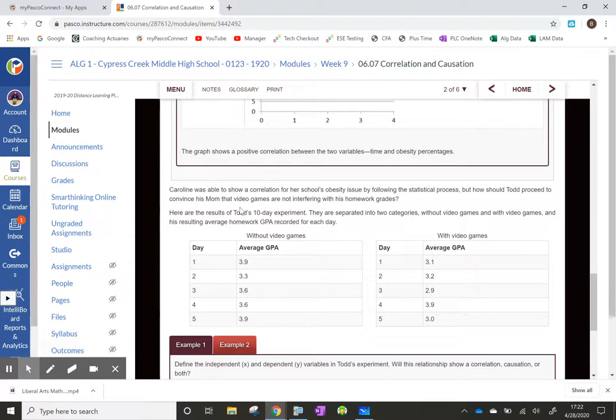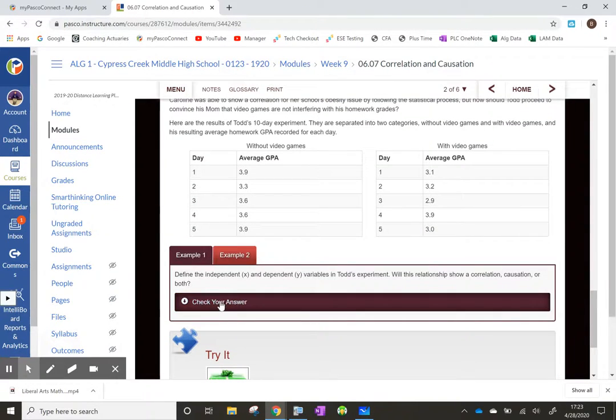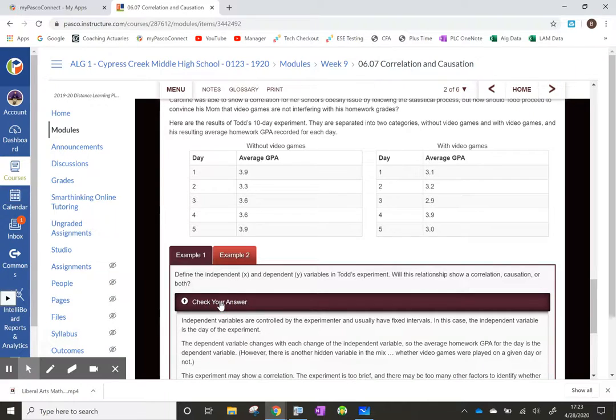All right, but going back to Todd and his mom's experiment with the video games. So they recorded their data now, right? The first week, we got no video games, and we recorded the GPA for Todd. The second week, he played with video games, and you can see the recorded GPA for Todd. Okay. So first off, independent and dependent variables. Independent is the x variable, which is the days here. Day 1, day 2, day 3. Those are the independent variables. Dependent variable is going to be the GPA. How does the GPA change over the course of days with or without the video games?